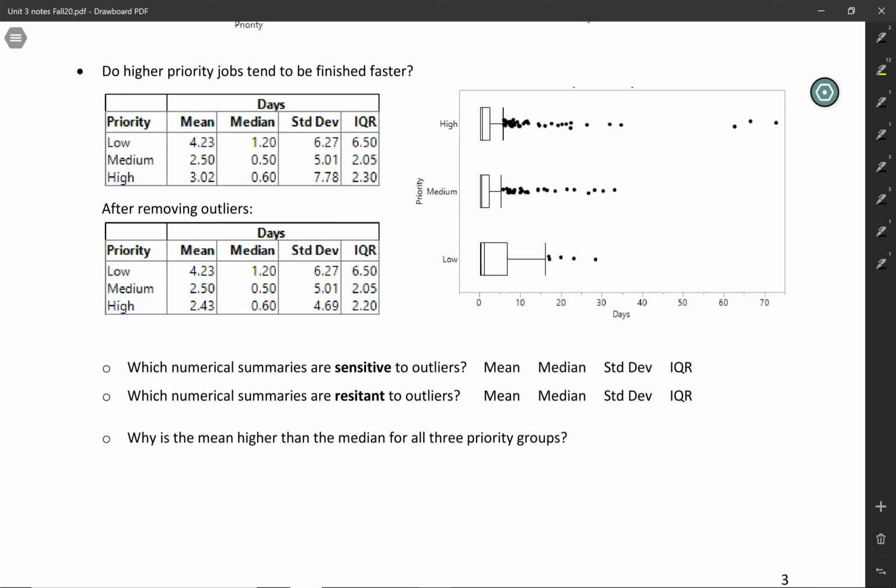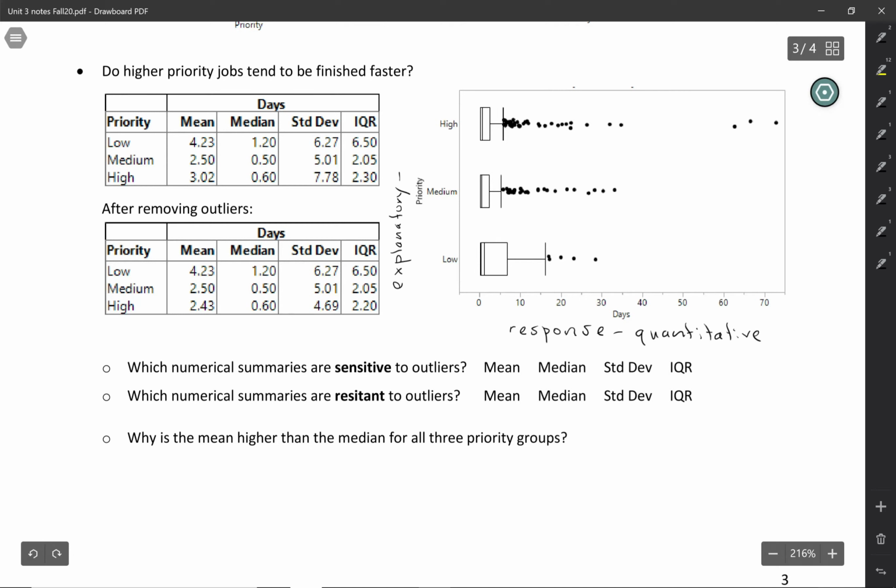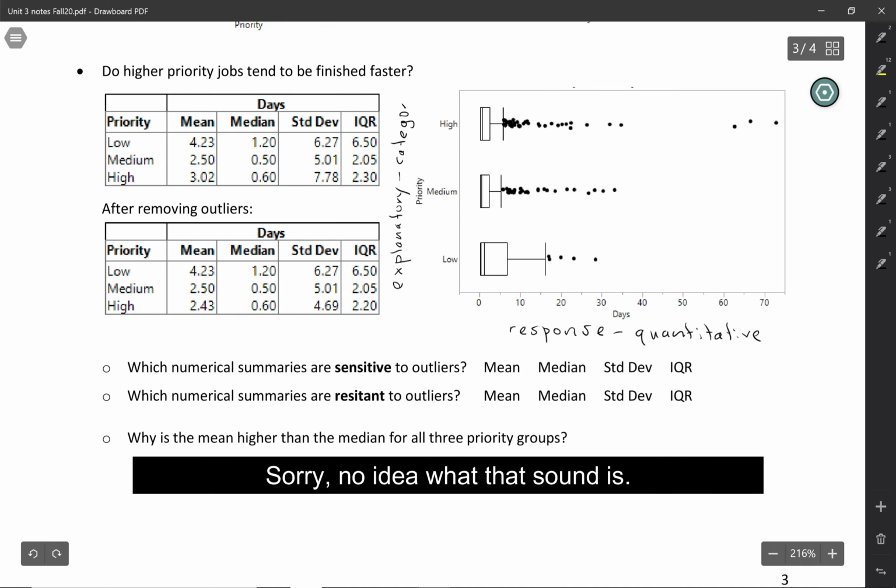The next question is, do high priority jobs tend to be finished faster? So here we have two variables and we want to look at the relationship between them. One is the number of days that it takes to complete each job. So that would be the response variable because that's really what the software development company cares about. And that's quantitative, right? It's being measured as the number of days. The other variable, what we're using to predict how long the job will take, is the priority level. So since we're using that to predict, this is the explanatory variable. And like we said before, priority is categorical.